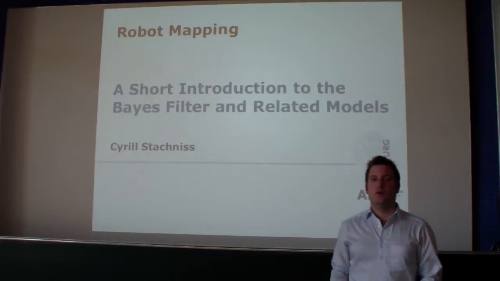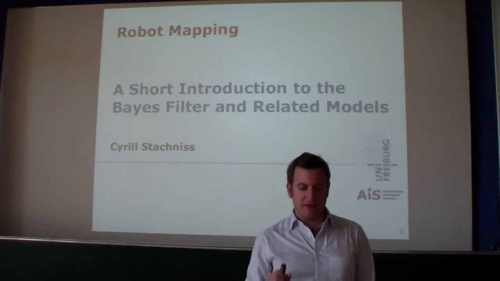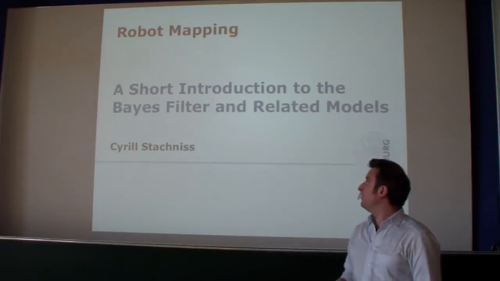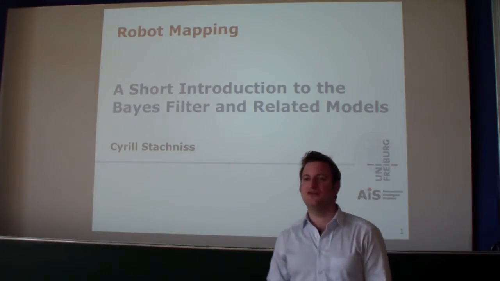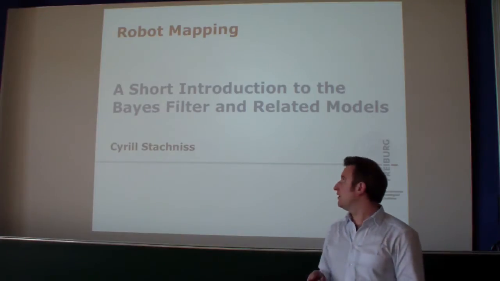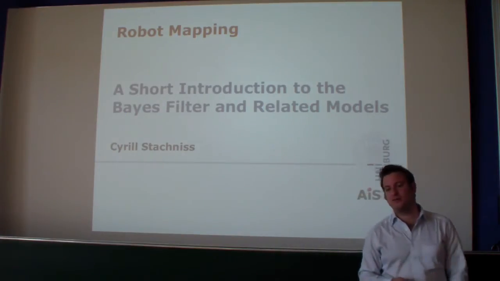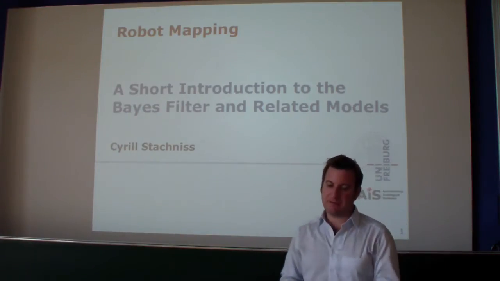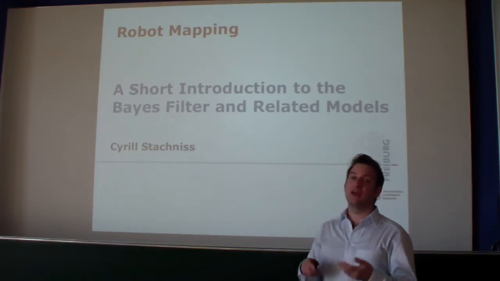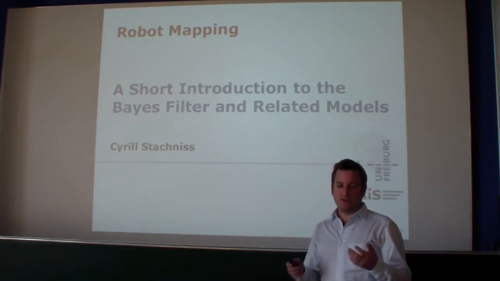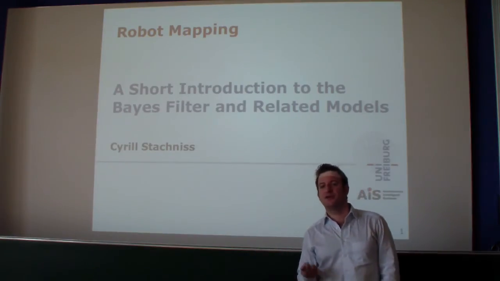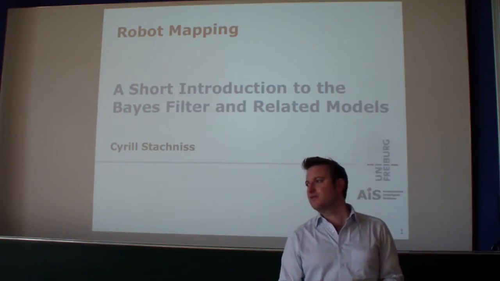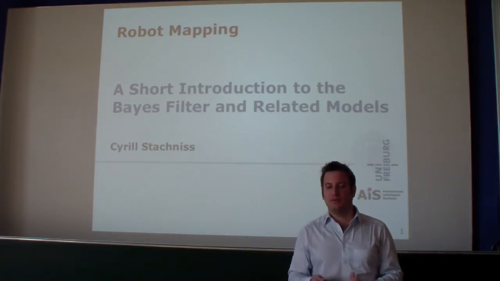Okay, so welcome to the course today on the Bayes filter. The Bayes filter is one of the basic concepts for state estimation that we are using in that course for these two ways of approaching the simultaneous localization and mapping problem. The idea today is to give a short overview of how the Bayes filter works, what the concept of the Bayes filter is, and then look into one specific instance, the Kalman filter, as one implementation of the Bayes filter.